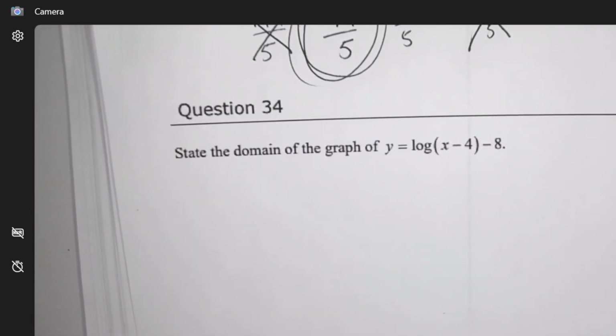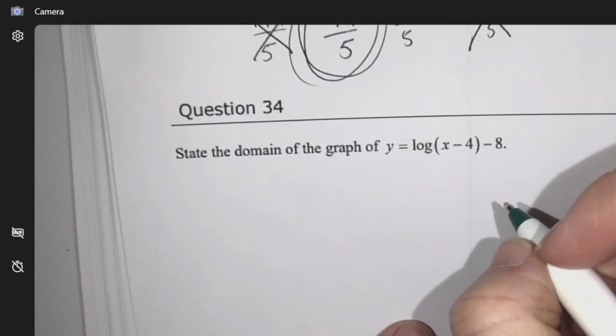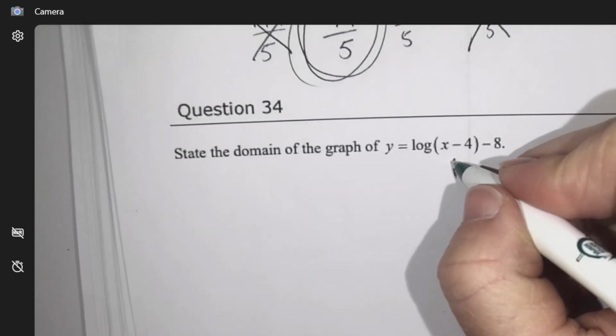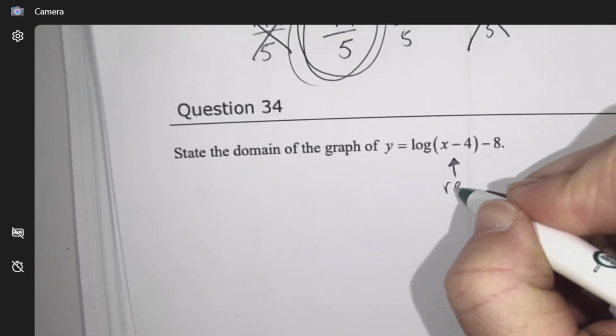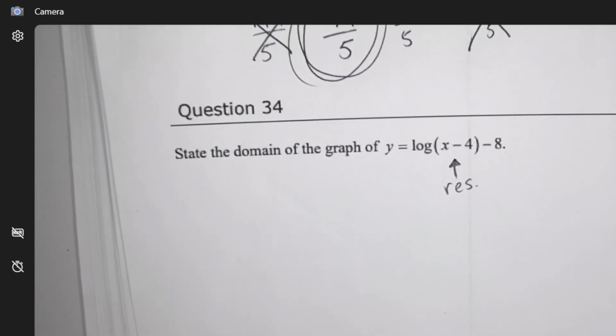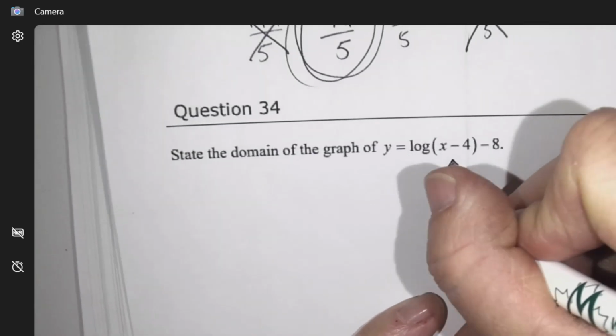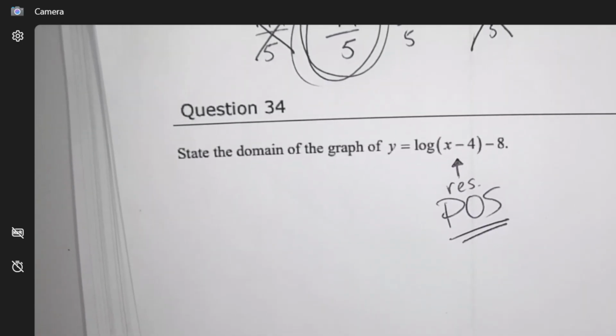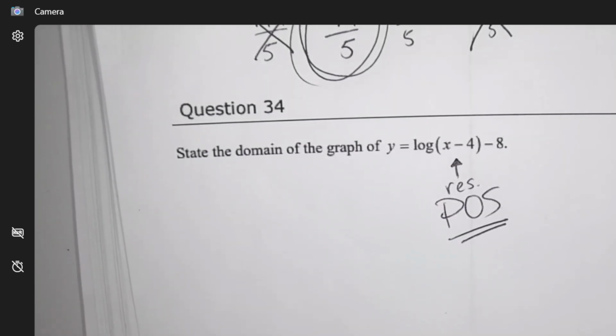Okay, what is the domain of this graph? Again, there's so many questions that pertain to logs. What do we know about a result position on a log? It has to be positive in this zone. Right there, that result has to be positive. So what do we know about x if we have to stay positive?